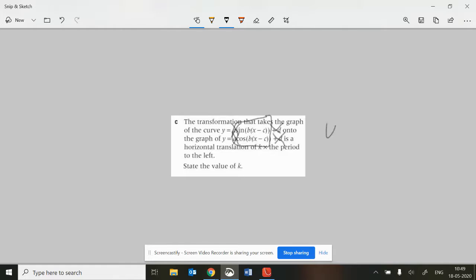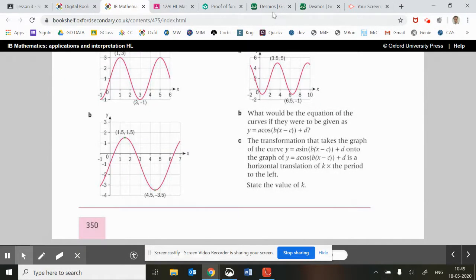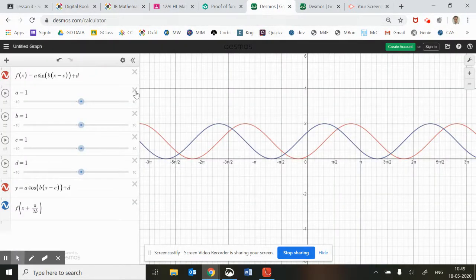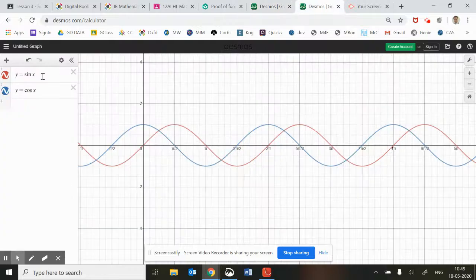If they'd have asked the same question, what takes you from this to this graph here, bx and c, it's the same answer. The a and the d aren't important here. Okay, well, let's look at something basic. So from my point of view, I would build this thing up. So to start off with, let's begin with sine x and cos x. Let's see what happens there. Let's see what we need to translate by.